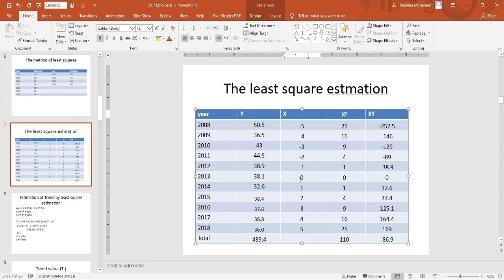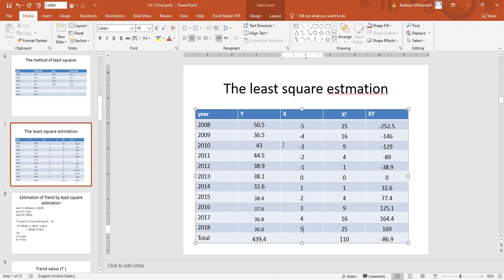So I will start with the negative. The negative ones will start with 2012, negative 1; 2011, negative 2; 2010, negative 3; 2009, negative 4; 2008 is negative 5. And the same but with the opposite sign, the positive sign, for the following years. The following year is 2014, 1, 2, 3, 4, 5.